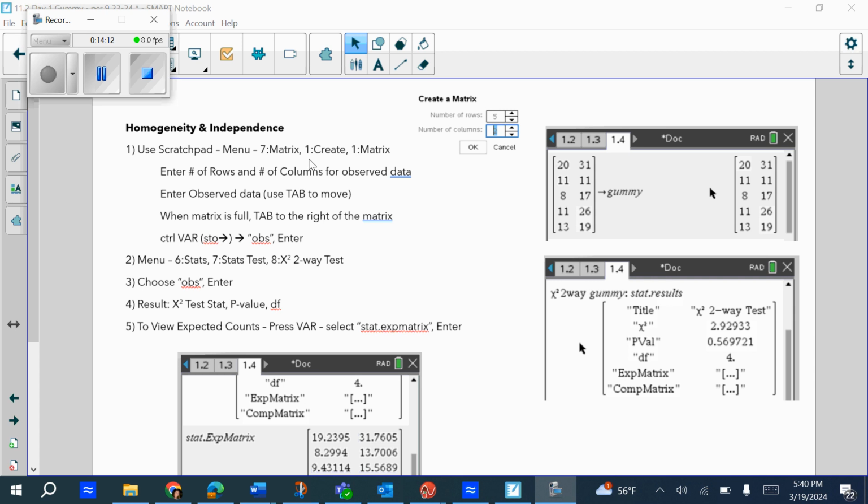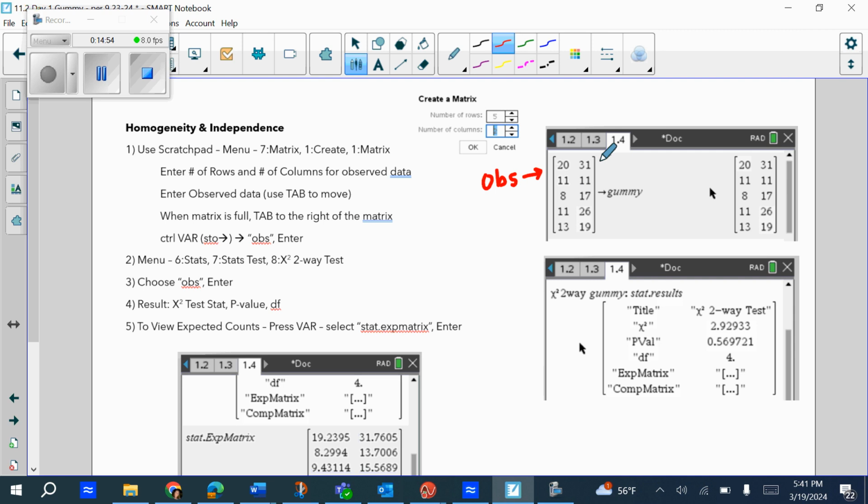So you're going to go ahead and go to your Scratchpad and go to Menu, and you're going to create a matrix. The number of rows for this particular matrix is 5 because there's 5 colors. And our columns are 2 because there are 2 brands that we're working with here, 2 samples. So you're going to type in the observed values. The focus is on observed values. So get those typed into your matrix. Then double check it. This is really the only place you can make a mistake, is typing the wrong number in here.